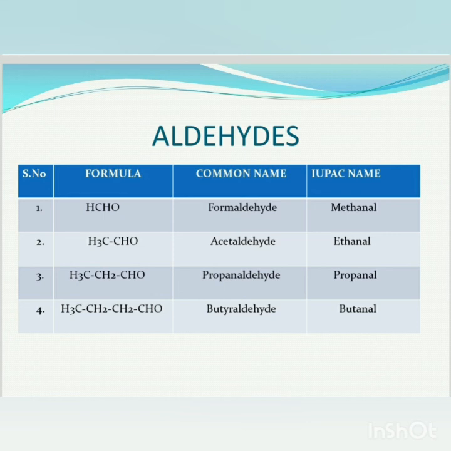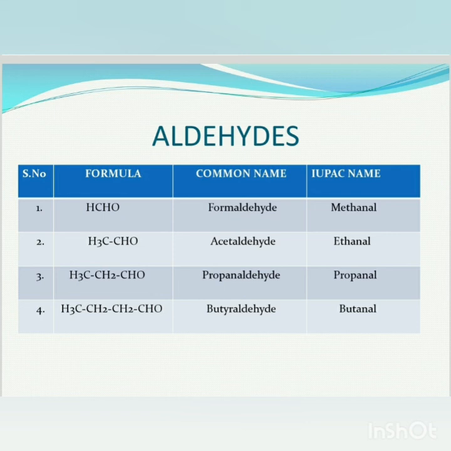And another example is acetic acid. The formula of acetic acid is CH3 C double bond O OH. And CH3 C double bond O H is acetaldehyde, right?